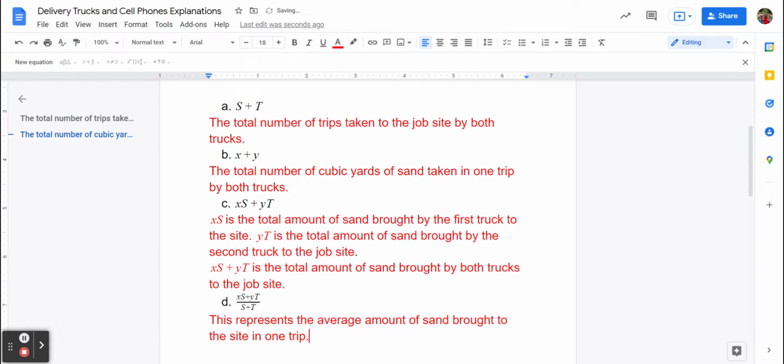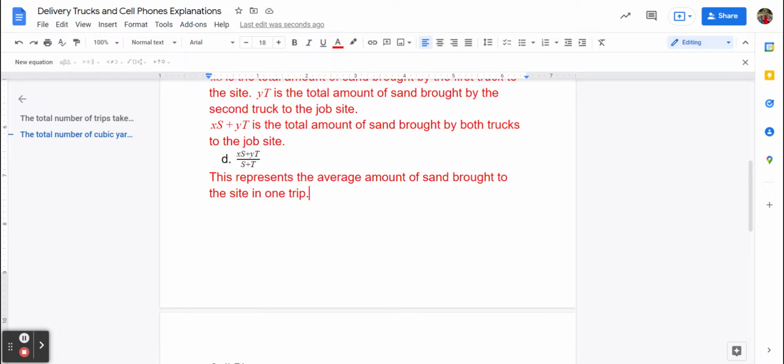So this is going to give you the average, right? Average is when you take the total of everything and divide it by the number of trips, or like if this was a test, right? The top would be your score total for all of your tests divided by the number of tests gives you your average. All right, so that's how you do the delivery trucks, and cell phones is next.